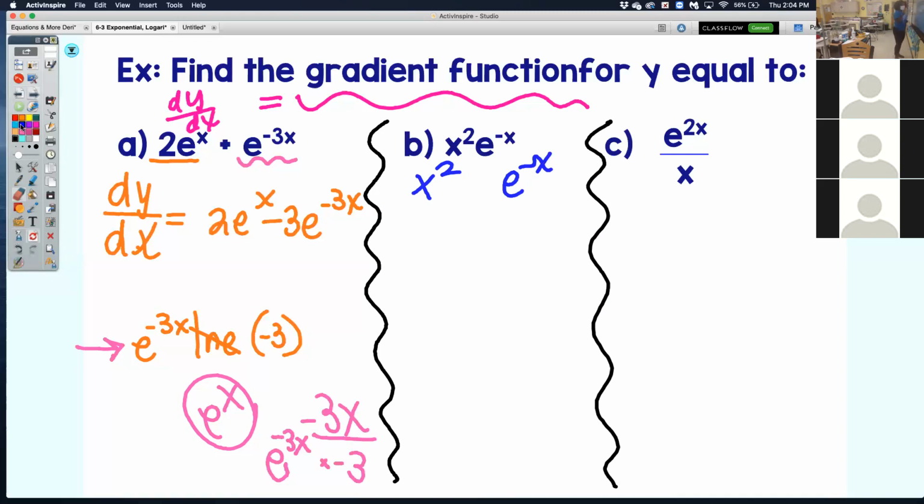So if I'm trying to find the derivative of this entire function, I need to do the first function, which is x squared, times the derivative of the second function, e to the negative x. What is the derivative of e to the negative x? We can plug it into the same rule that we plug this into, or we can recognize that it's another chain rule. It's always a chain. So what's the derivative of e to the negative x?